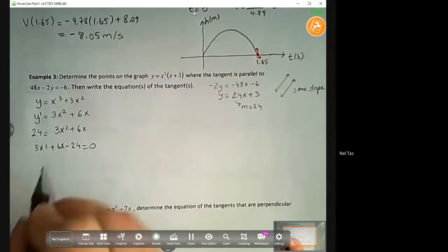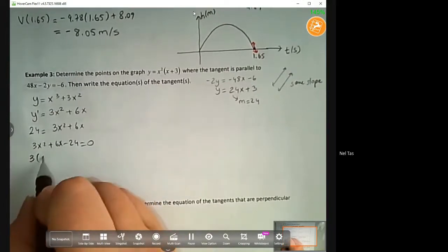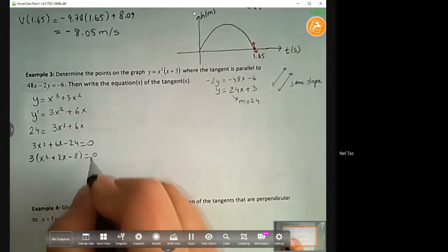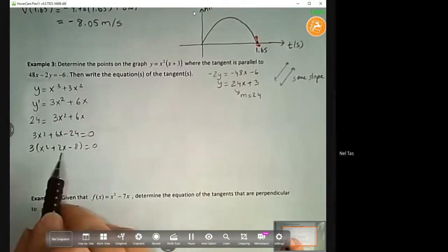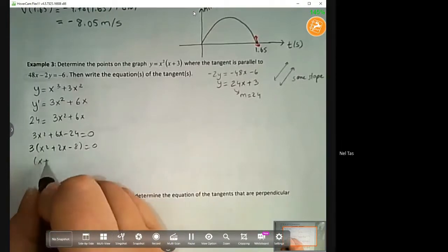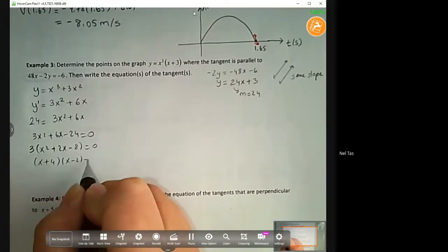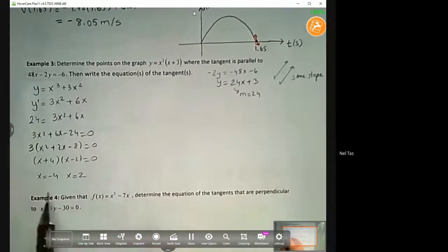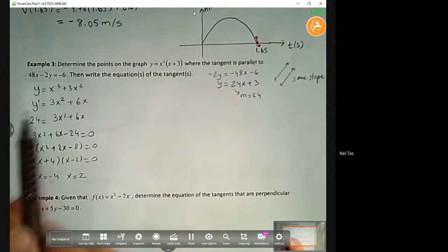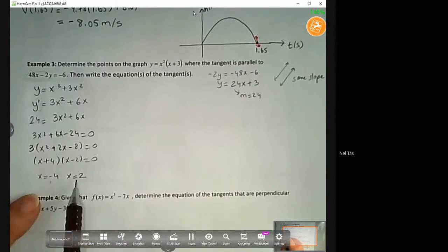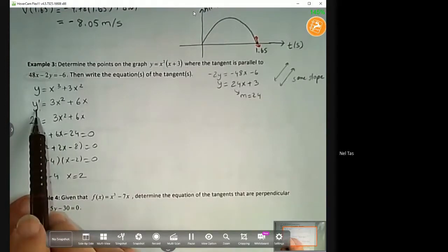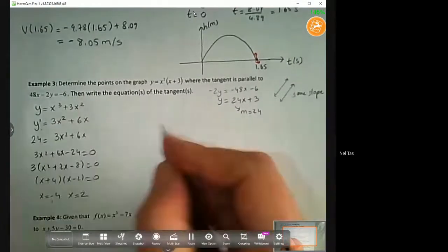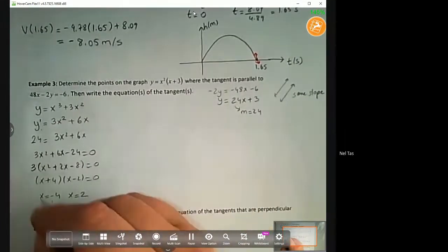So it looks like 3 is a common factor. So factor that out. Now we can factor x squared plus 2x minus 8. That will give us x plus 4, x minus 2 equals 0. So x equals negative 4, x equals 2. So it looks like when x is negative 4, the slope of the tangent is 24. When x is 2, again, the slope of the tangent is 24. So now we are going to write two equations, because we got two x values.